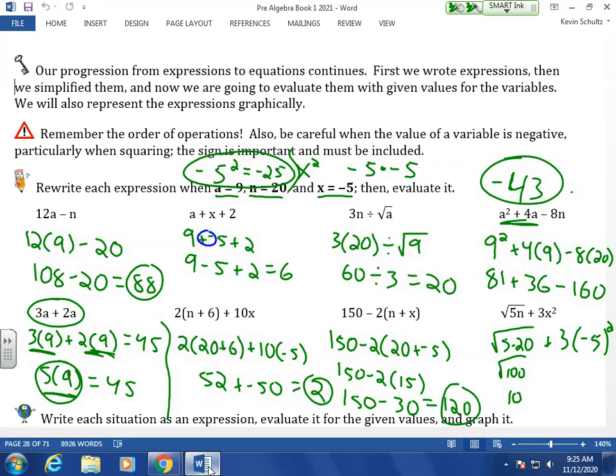Okay. So in any case, negative 5 squared is positive 25. We're multiplying that 25 by 3. And so we get 10 plus 75, and that equals 85. 85 is the value of that last one. Okay.